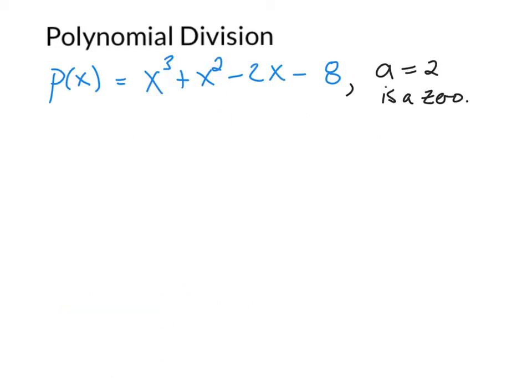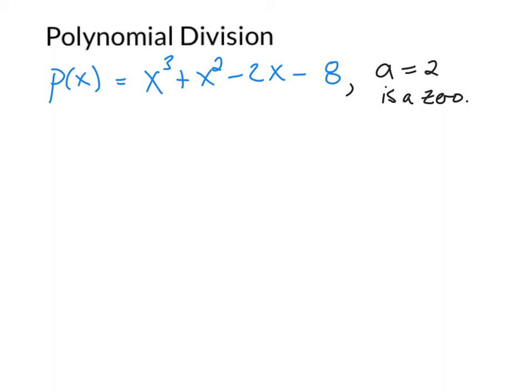Okay, so we're back, and we have our polynomial here, x cubed plus x squared minus 2x minus 8, and we know that we have this number a equal 2, which is in fact a 0. So if I plug it in, I get 0. Alright, so when we do polynomial division, this is going to be a lot like the long division that we've done probably a long time ago.